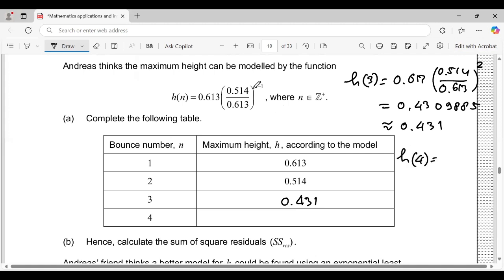For H4, this is 4 minus 1, so 3. So the result is 0.361383. Rounded off, it becomes 0.361.